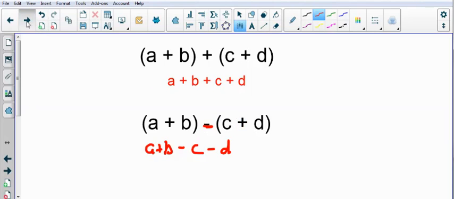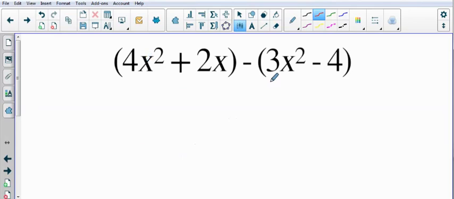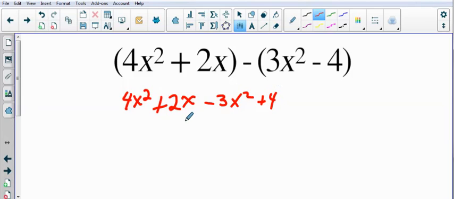All right, so here's one for you to look at. Go ahead and pause it and then work it. Okay, I'm assuming you're back. So we know that we have a 4x squared. I'm going to write down everything here exactly as I say it, plus a 2x. Now remember, this changes all of these signs. So this positive 3x squared now becomes a minus 3x squared. This is a minus 4, well, that changes it to a positive 4. But we're not done.